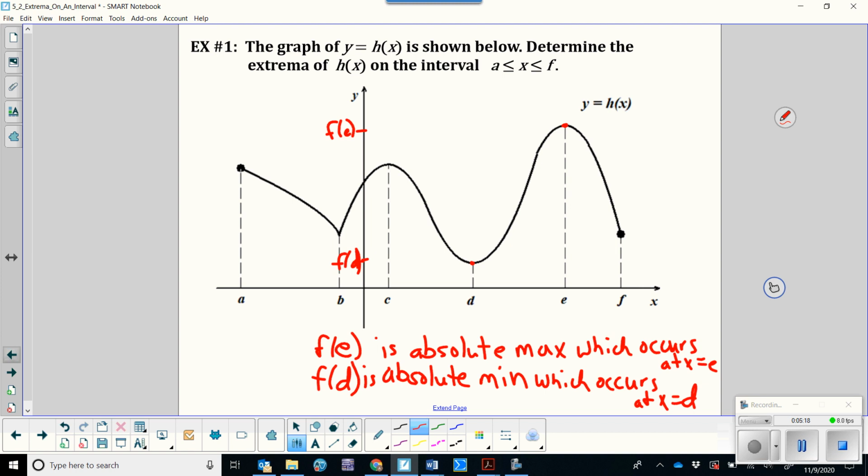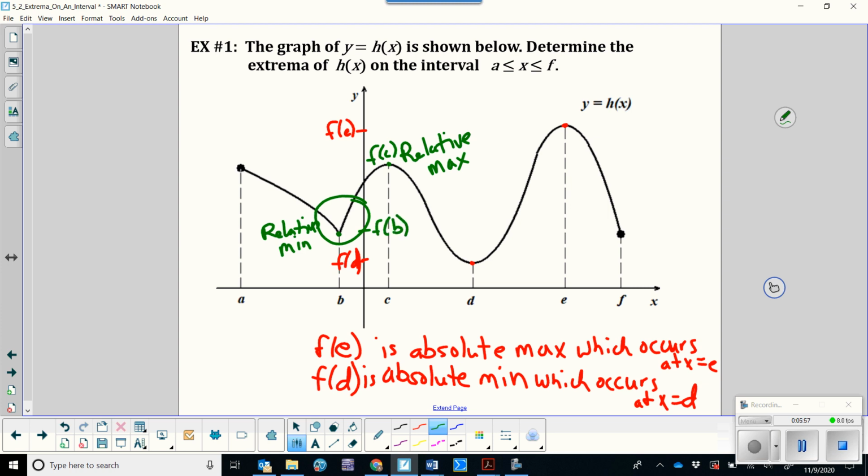For example, let's use green here. Right here, this would be a relative min, because it's the lowest value in this little area. It's not the absolute minimum, it's not the lowest of the whole graph, but looking at just this region, it's the smallest value. Here you would also have a relative max, and again, it would be the y value. So f of c would be the value that we call the relative max, and the relative min right here would be f of b.